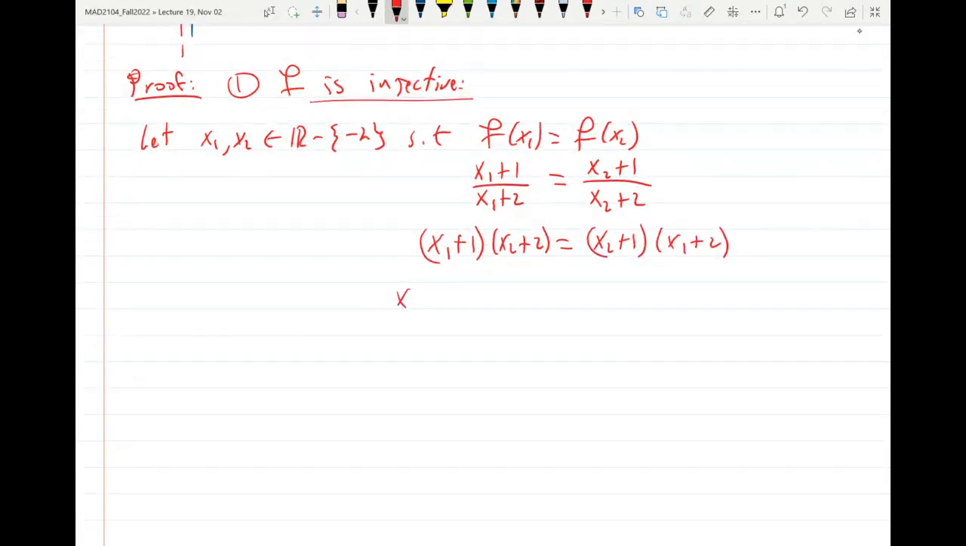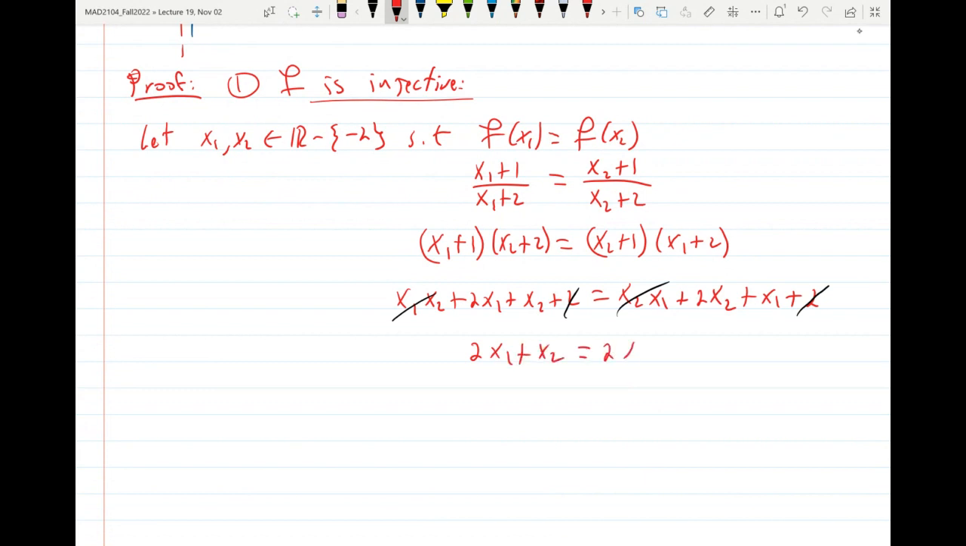And then distribute here, so that's x1, x2 plus 2x1 plus x2 plus 2. And then on the other side, we get x2, x1 plus 2x2 plus x1 plus 2. Now notice that this term, x1 x2, cancels with this one over here. And then the 2's cancel out as well. Okay, so we are left on the left with 2x1 plus x2 equals 2x2 plus x1.